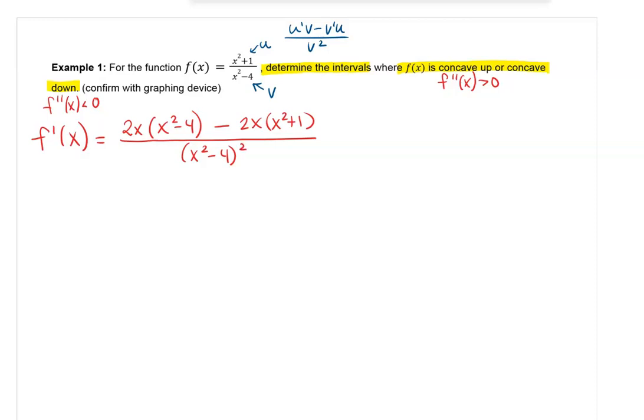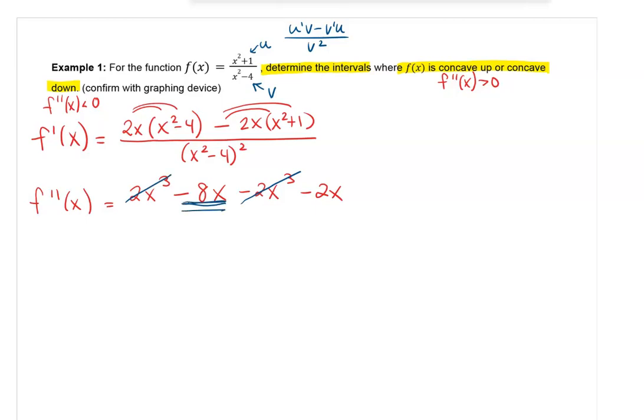So I'm going to go ahead and simplify in the numerator a little bit and then take the second derivative. So in the numerator, I'm going to distribute the 2x. And then I'll do that over here too with the negative as well. And then I know that this is all divided by x squared minus 4 squared, but for right now, I'm just going to simplify my numerator. I notice that the 2x cubes cancel out, and then I can go ahead and combine these terms, the negative 8x and the negative 2x. Sorry, this is the first derivative, not the second derivative.